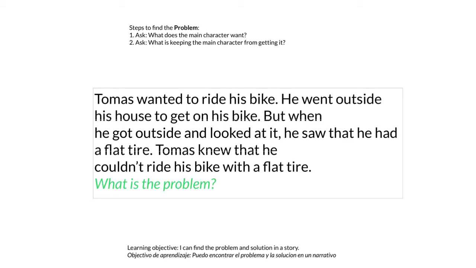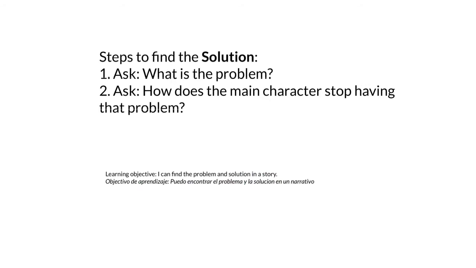Okay, so welcome back. Tomas, he wants to ride his bike. That's what he wants. What's keeping him from getting it? Well, it has a flat tire. So the problem is Tomas's bike has a flat tire. Okay, now let's talk about how to find a solution to a problem. Ask, what's the problem? And then ask, how does the main character stop having that problem?